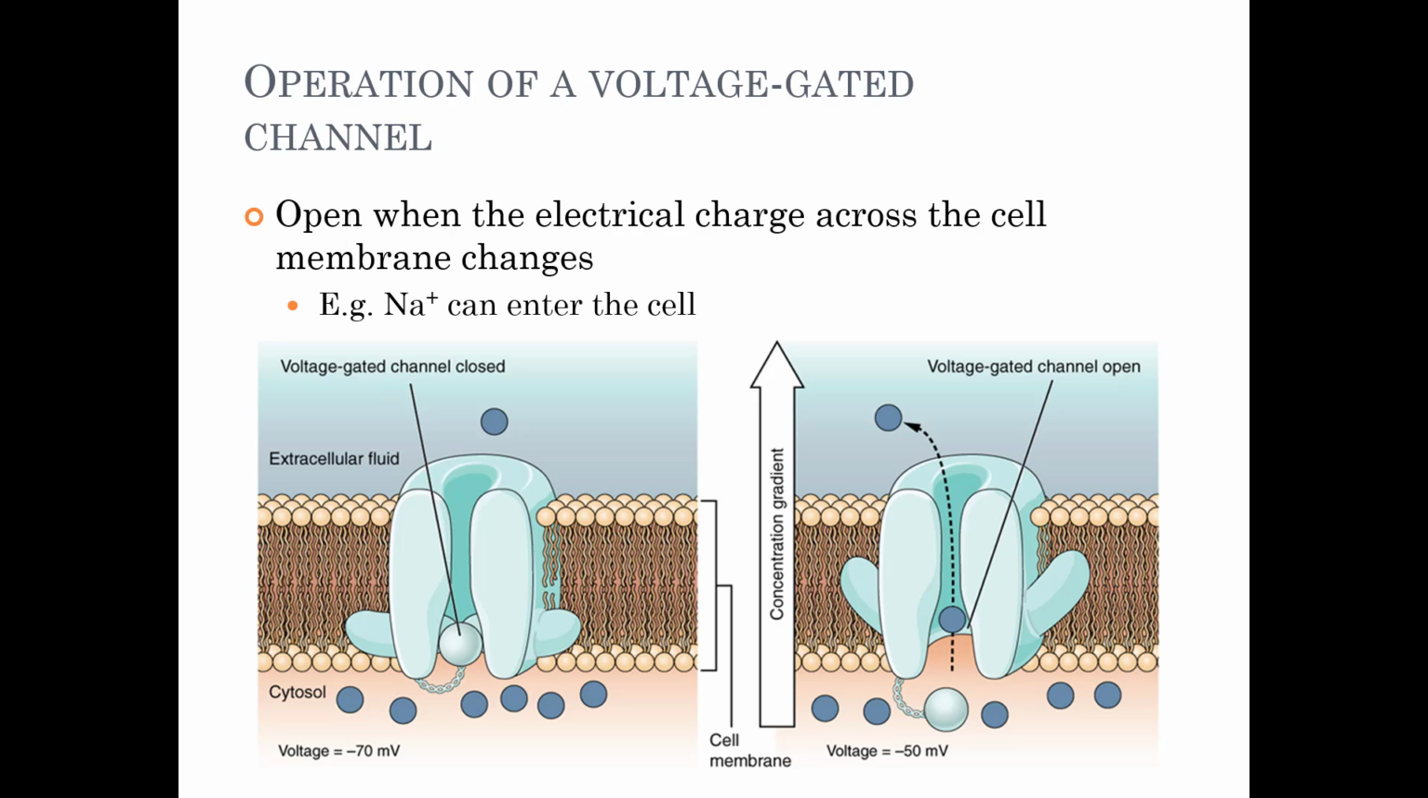Voltage-gated channels respond to a change in the electrical potential, or the electrical charge, across the cell membrane. So we can see here, this is a cell at resting potential, -70 millivolts. If we see a slight change, getting a little bit less negative on the inside, a little bit less negative than -70 millivolts, what you'll see is the voltage-gated channel will open. Again, allowing for the free movement of ions down their concentration gradient.